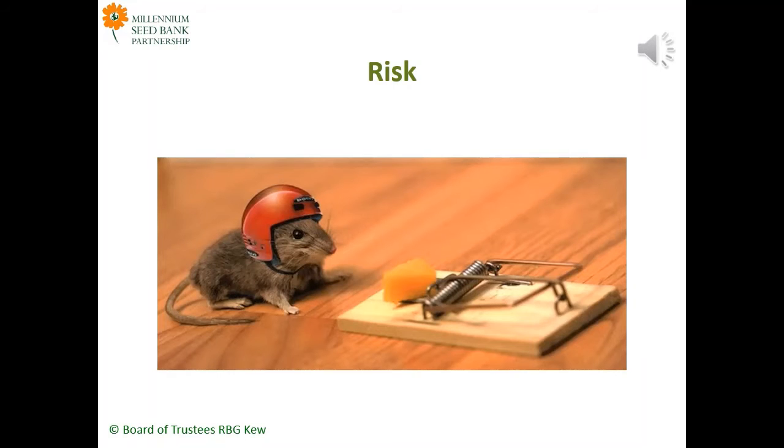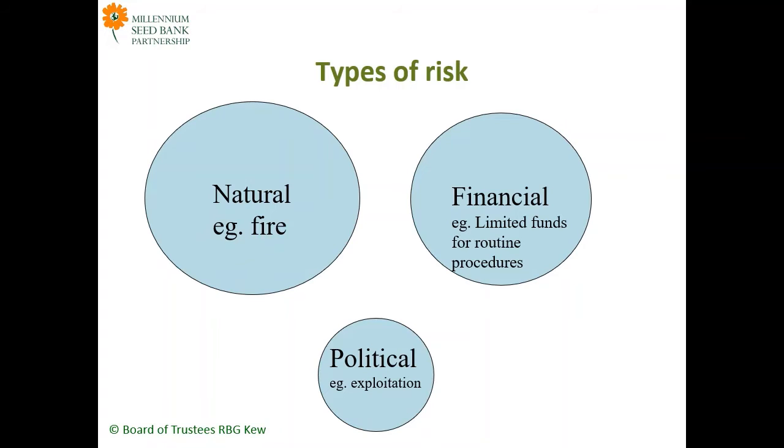Finally, we also need to think about risk and managing the risk to our collections. A risk is a hazard that we have identified which will negatively impact something. Alongside the risk, the likelihood and severity of that risk also needs to be considered. There are many different types of risks, but most come under three broad headings. Natural risk, like the risk of collections catching on fire or the seed bank being flooded. Financial risk, for example, if your seed bank is purely project funded, there is a risk that routine procedures like germination can cease after project funding ends. And then political risk, which can be risk from uprising, or it could be unwanted exploitation of collections for commercial purposes.